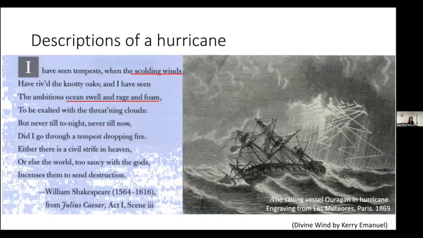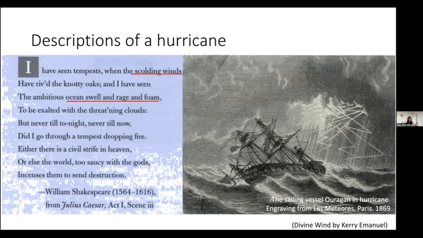Now, we can also look at descriptions of hurricanes from old literature. This is, I think, from sailing vessels that happened to encounter a hurricane in 1869. What it says is there's a scalding wind and an ambitious ocean swell, and the rage and the foam, which describes the sea state of the hurricane and also the strong wind inside the storm.